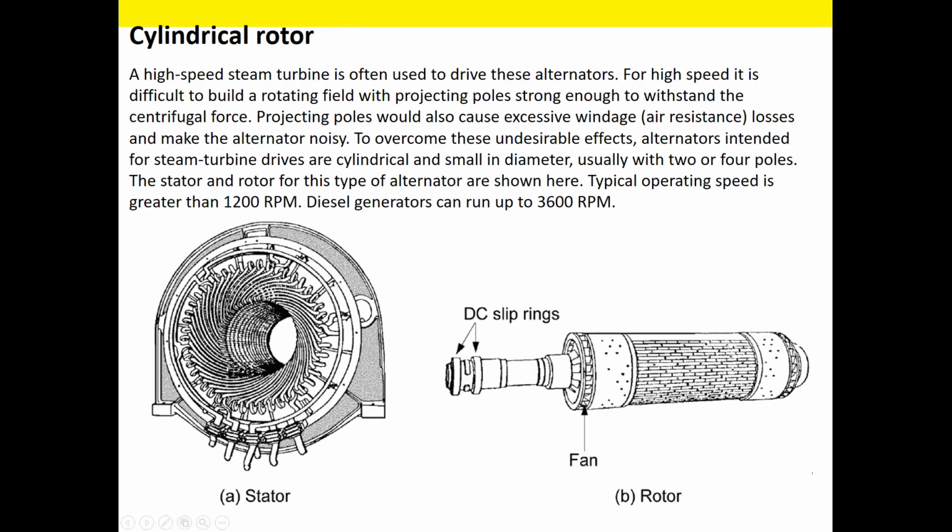The other type is the cylindrical rotor. Now, you can tell it's a lot different. It's narrower in diameter, but it's longer. So high-speed steam turbines use these. Diesel electric generators, or diesel electric alternators, use these cylindrical rotors. They're for high-speed applications, anything over 1200 RPM. So whatever the salient can handle, these will handle.